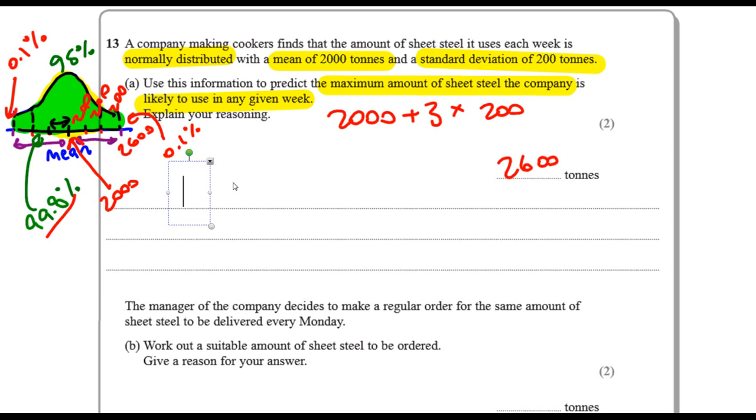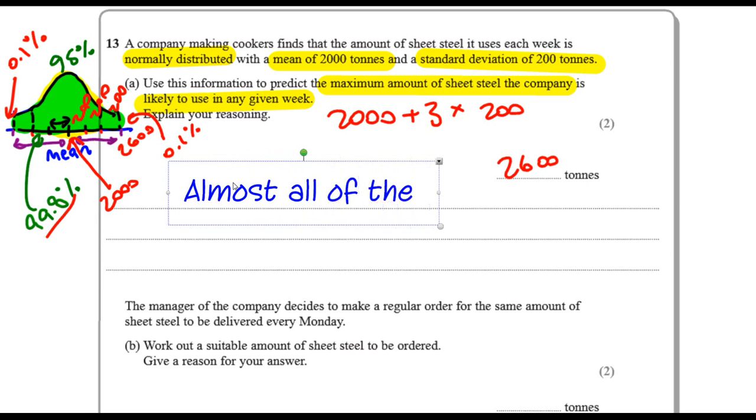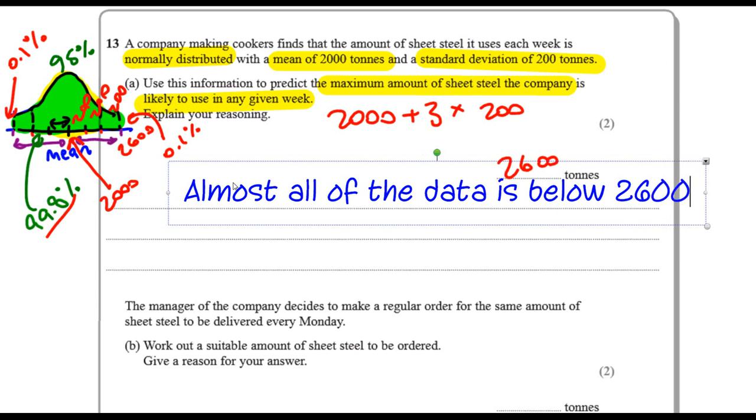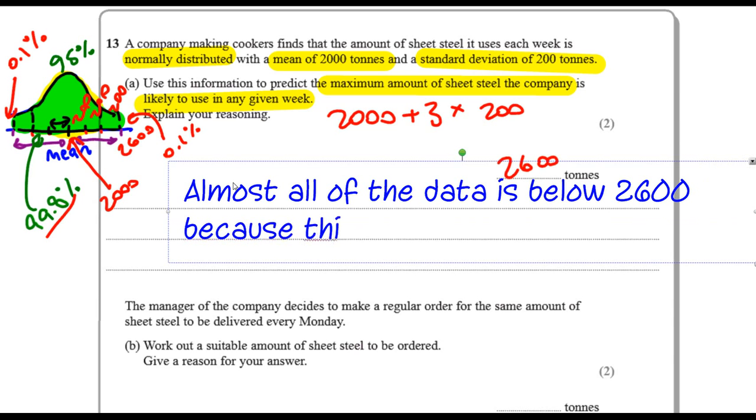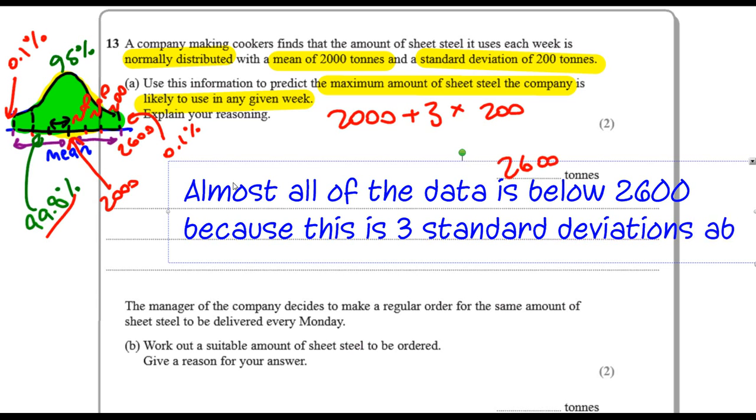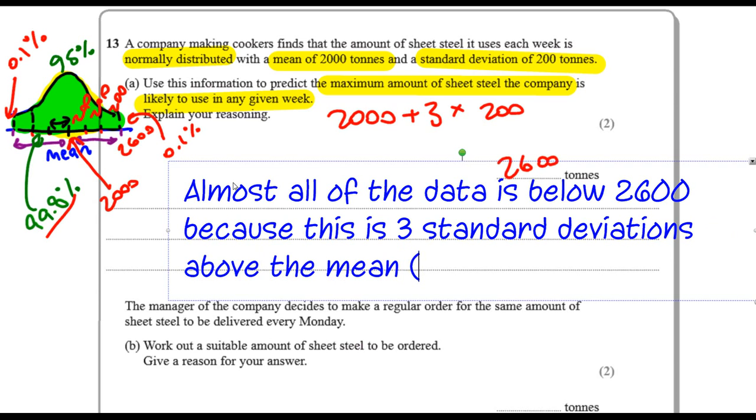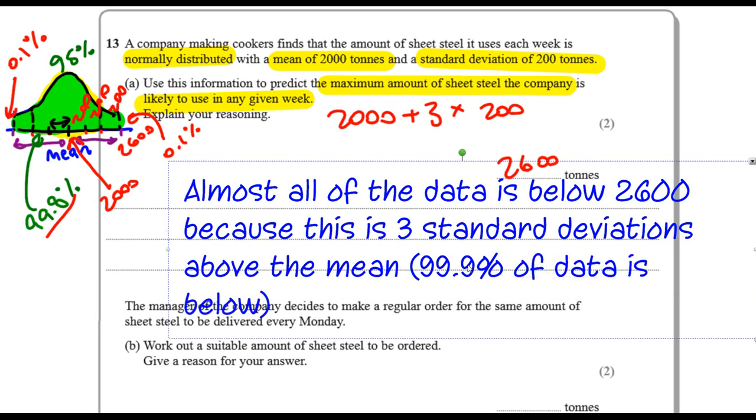So you can just say almost all of the data is below 2600, because this is 3 standard deviations above the mean. And actually we can say exactly, because we know up here we've got 0.1% and down here 99.8%, so actually 99.9% of the data is below. Okay, so there you go, that's fine.